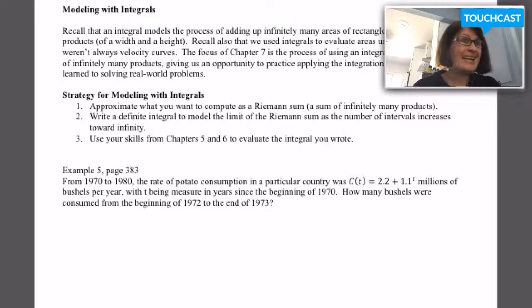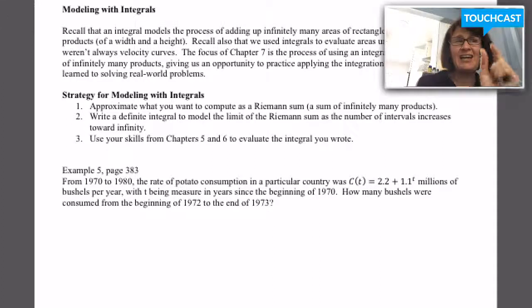So there are lots and lots of problems besides just rate times time to give distance that we can model with and solve with an integral. So take a look at this one from your textbook. If we know the rate of potato consumption in some country, and that rate changes over time, can we still figure out how many potatoes get eaten? So if the rate at which potatoes were eaten were a constant, we would just multiply that constant by the time interval, and we get a total number of potatoes. But here, the rate at which potatoes are consumed is not constant.